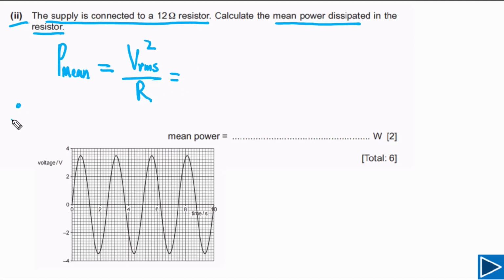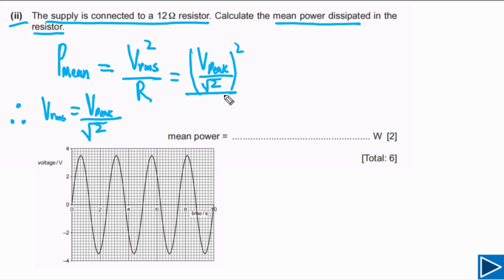But first, V RMS. Let me write down here V RMS. This is equal to the peak value of V, meaning V naught, divided by root 2. Now we can replace V RMS with the peak value divided by root 2, squared, and this is divided by R. If we simplify this, we get the peak value of V squared divided by 2R, and now we can plug in the values of the peak value and the resistor.